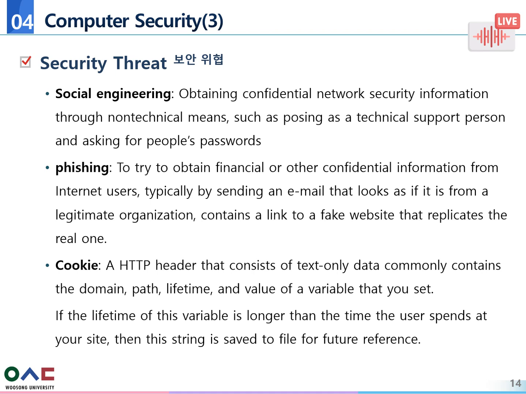Cookie, an HTTP header that consists of text-only data, commonly contains the domain, path, lifetime, and value of a variable that you set. If the lifetime of this variable is longer than the time the user spends at your site, then this string is saved to file for future reference.